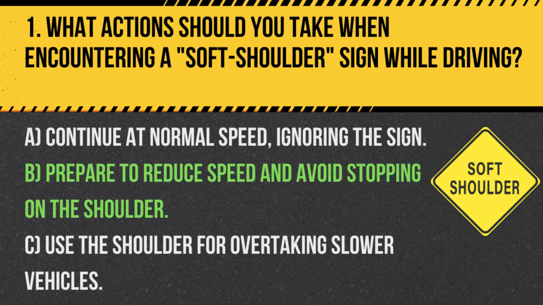Answer. B. Prepare to reduce speed and avoid stopping on the shoulder. A soft shoulder sign indicates that the roadside is not stable, urging drivers to be cautious and avoid using the shoulder for stopping or driving.